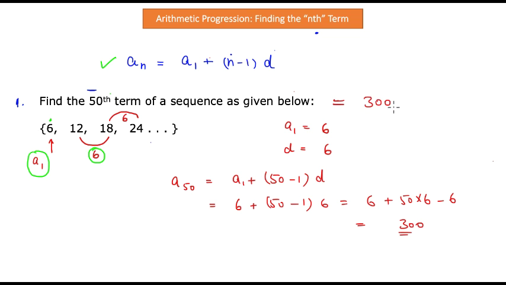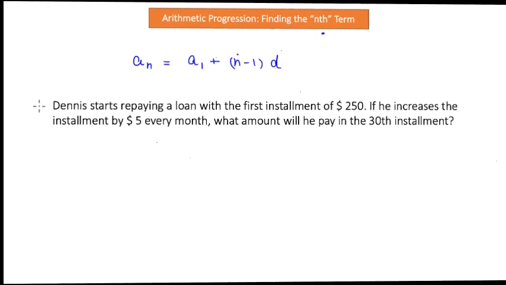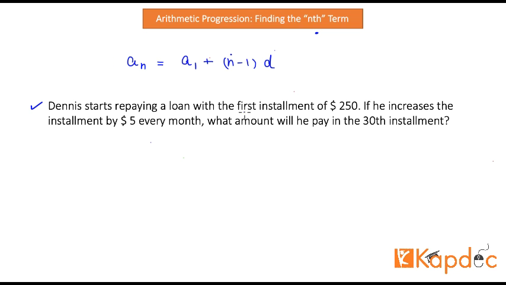So it is indeed very easy to find the 50th term using this formula, and the answer is 300. Why exactly do we find the 50th term like this? If you were counting the number of terms and increasing one at a time, it would take you a really long time to get to the 50th term. That's why we simply make use of this formula. So to prove the point, let's go through one more example to find a good and valid application of this kind of formula. In this one, Dennis starts repaying a loan with the very first installment of $250, and if he increases the installment by $5 every month, what amount will he pay in the 30th installment?